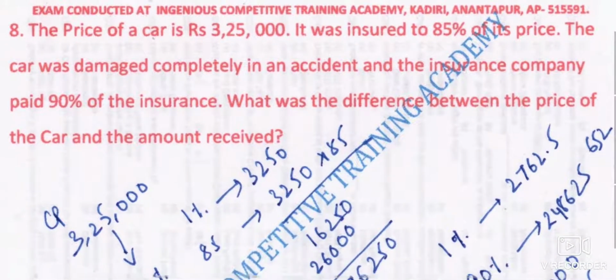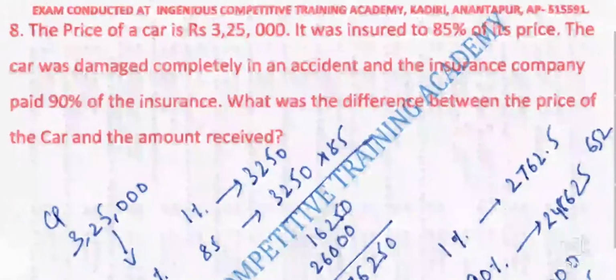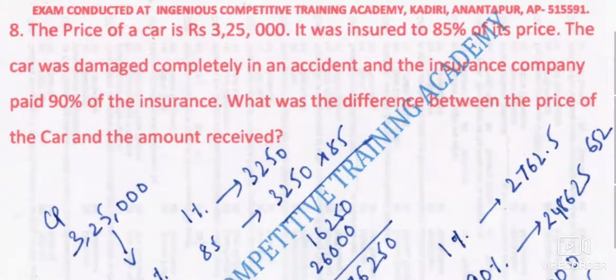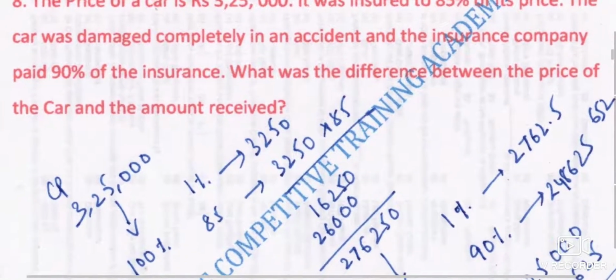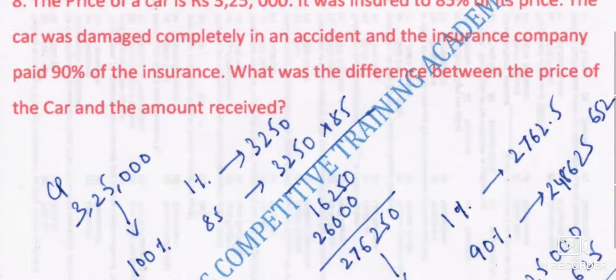Next we have, the price of a car is 3,25,000. It was insured to 85% of its price. Now the car was damaged completely in an accident and the insurance company paid 90% of the insurance. What was the difference between the price of the car and the amount received? So in this case, the cost price whatever has been given is 3,25,000.